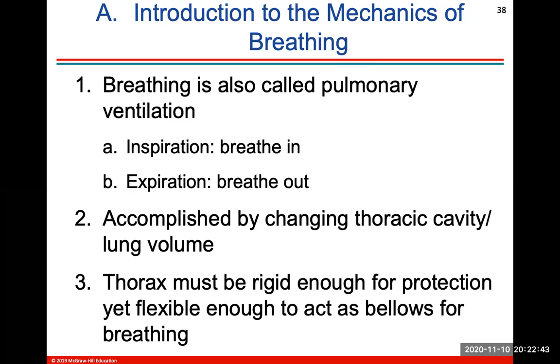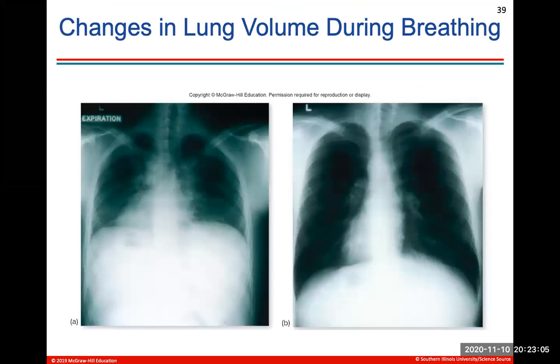Mechanisms of breathing, we'll talk a little bit about. Breathing is called pulmonary ventilation. Inspiration and expiration are breathing in and breathing out. This is accomplished by the changing thoracic cavity and lung volume. The thorax must be rigid enough for protection, yet still flexible enough to act as a bellows for breathing. This shows expiration. You can see the change in the lung size versus inspiration, where the lung size is greatly increased as air goes into the lungs.